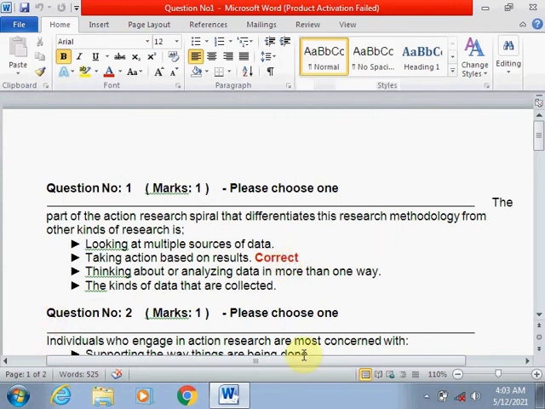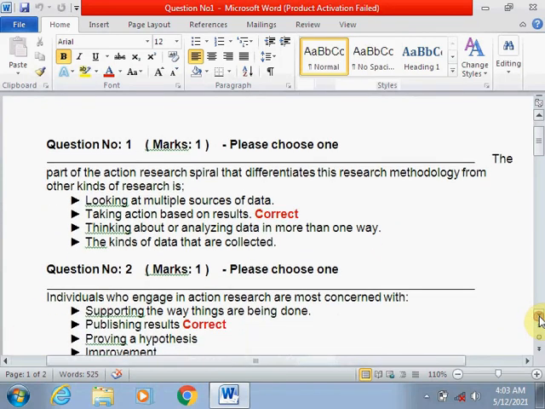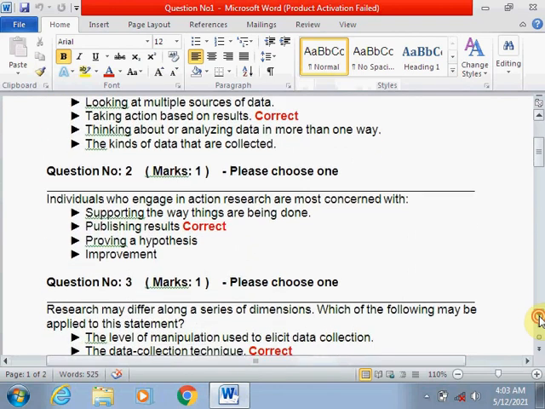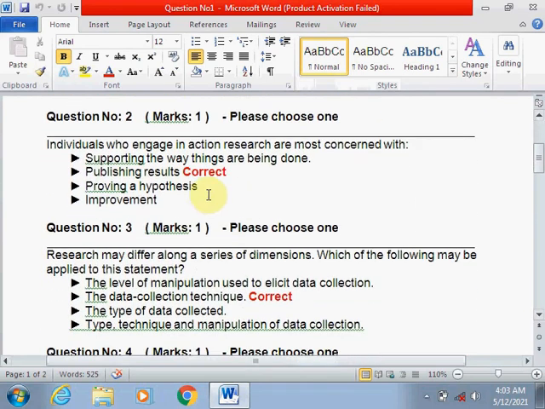Next question. We will see the next question. In this question, individuals who engage in action research are most concerned with: supporting the way things are being done, publishing results, providing a hypothesis, improvement. The correct answer is publishing results.